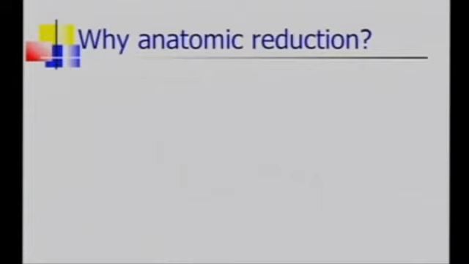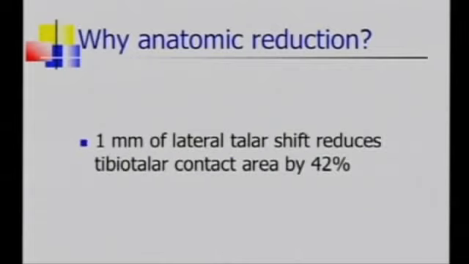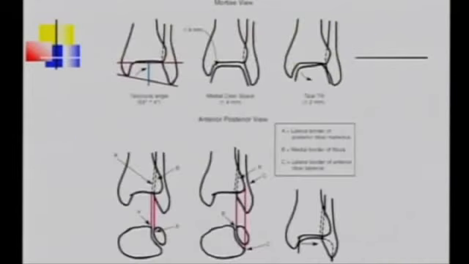Now all of us know why anatomic reduction is needed. Even 1 millimeter of lateral shift will cause 42% more loading on the tibial joint. So all of us know these particular figures. How do we assess on radiology the congruity of the ankle joint? Even a little shift in this will load the joint abnormally to cause degenerative arthritis. Now these talocrural angle and overlapping, all these values we should know to assess the radiology. Let us see how we do it intraoperatively.